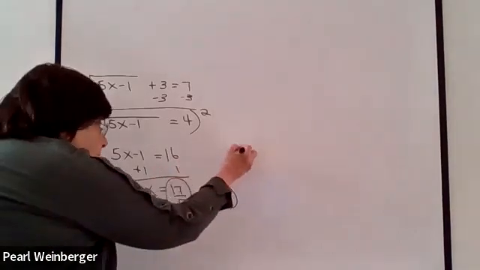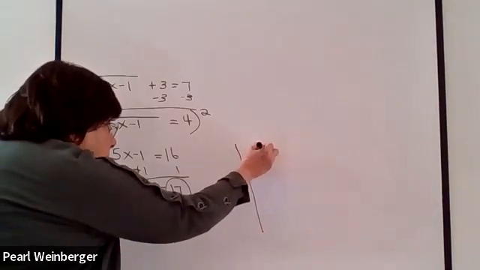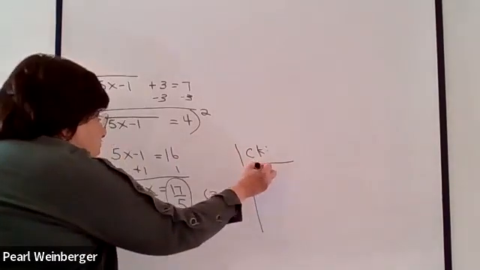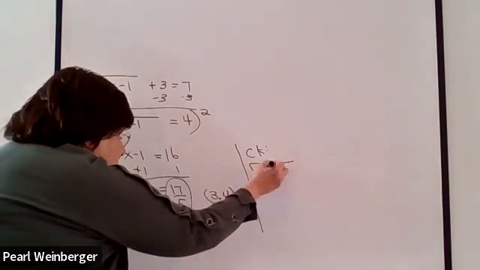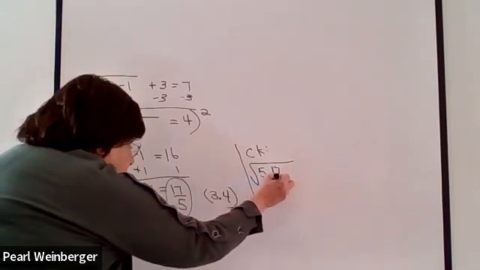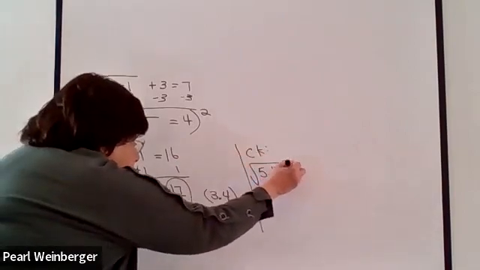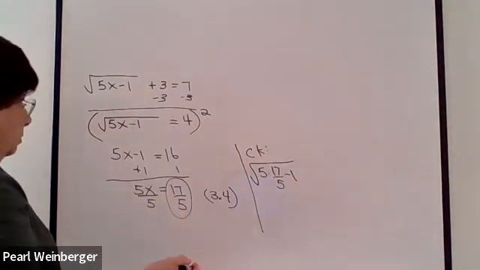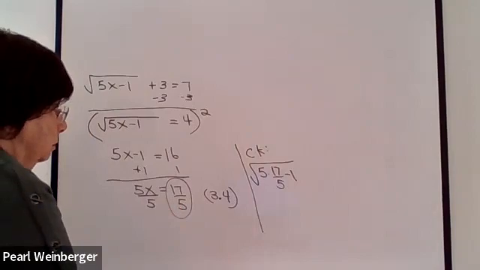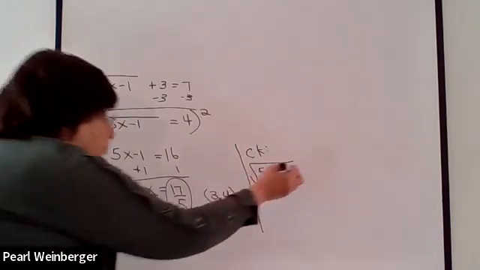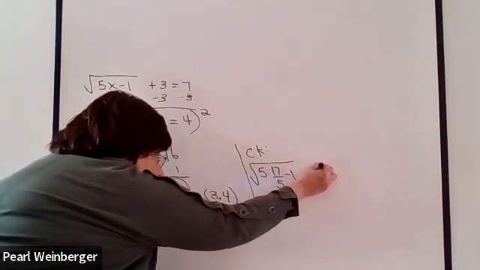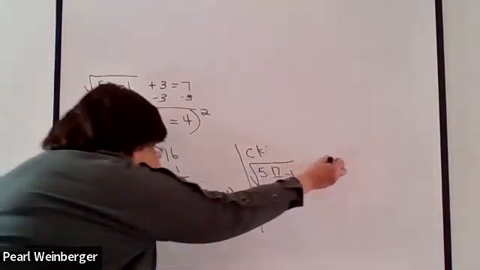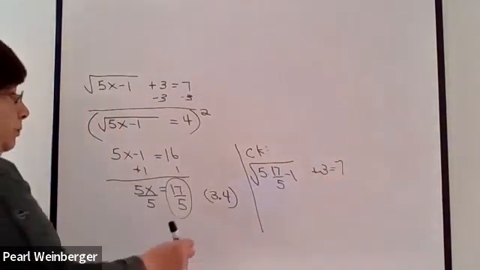Again, we want to check the answer. So we're going to do the square root of 5 times 17 over 5 minus 1, plus 3 on the other side, equals 7. Go back to the original equation.